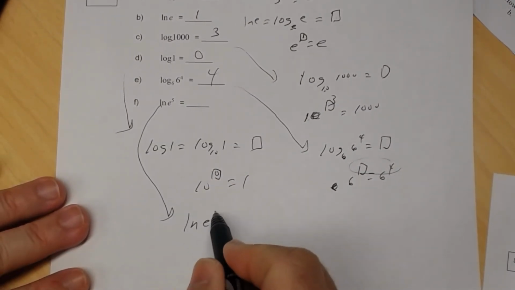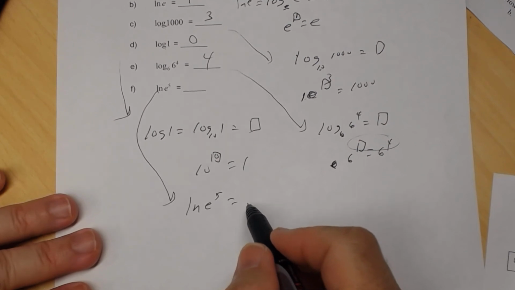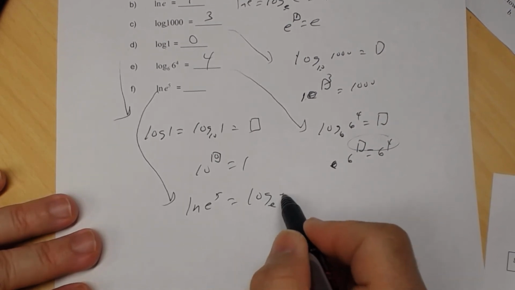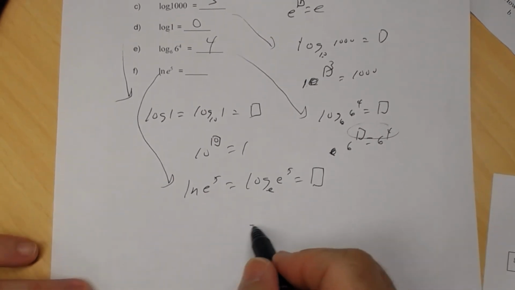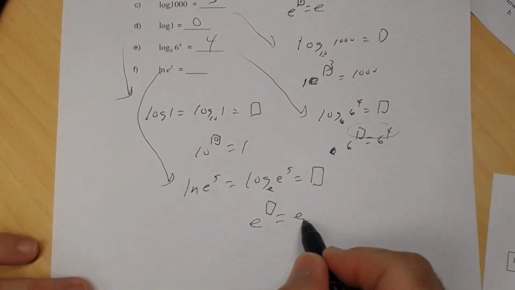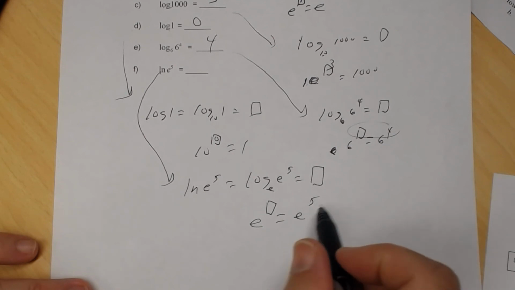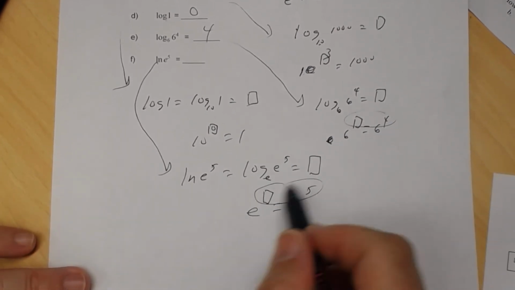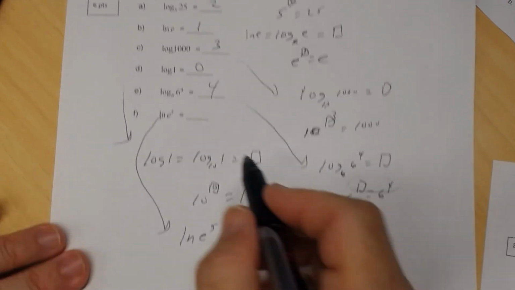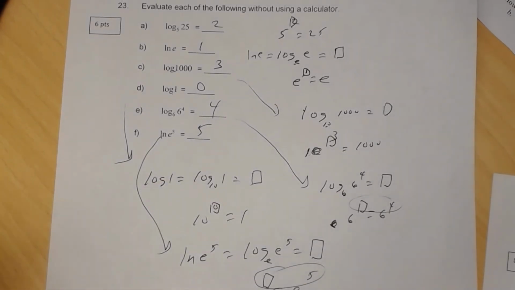Remember, the natural log of e to the 5th means the same thing as log base e of e to the 5th. So we're just trying to figure out what this exponent equals. So e to what exponent equals e to the 5th? Well, just like this, we're going to use the one-to-one property. The base is the same, so the exponents have to be equal. So the exponent here has to be 5.